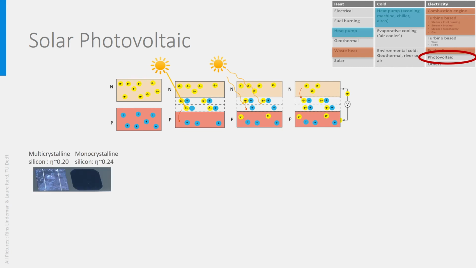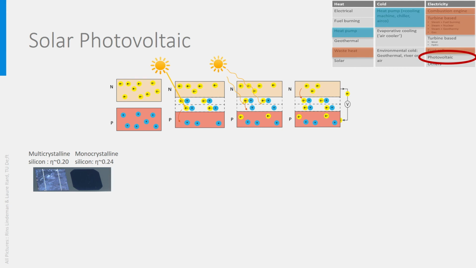Just like for other renewables, we will consider the primary energy to be zero, as well as the CO2 equivalent emissions. The actual efficiency of PV cells varies between 5 and 30%, 30 being really exceptional. Multicrystalline cells have an efficiency around 20% and monocrystalline cells around 24%.